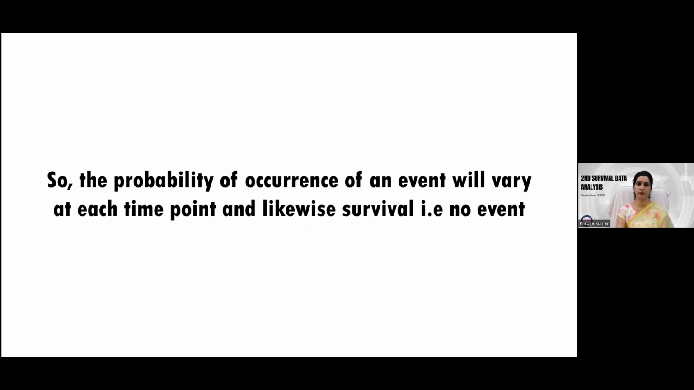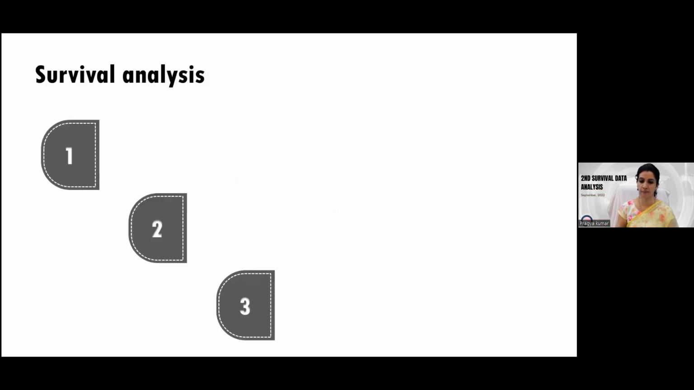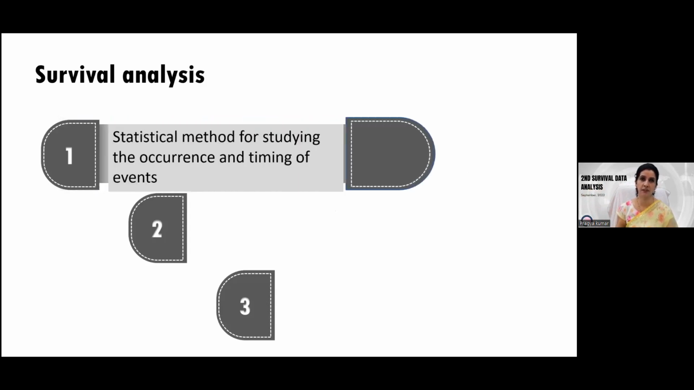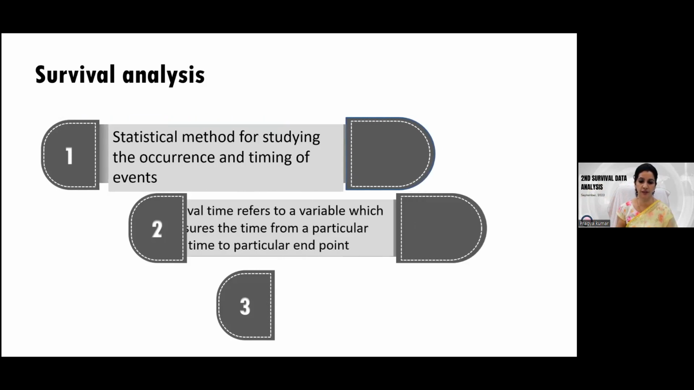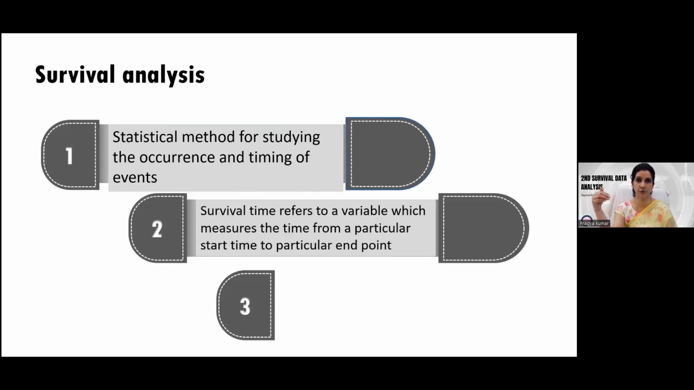The probability of occurrence of an event varies at each time point, and similarly wherever there is no event. We will learn that these are the instantaneous probabilities, that means the probability at that particular time point. So for such type of data, we do survival analysis. It is a statistical method for studying the occurrence and timing of events. Survival time refers to a variable which measures the time from a particular start time to a particular endpoint.